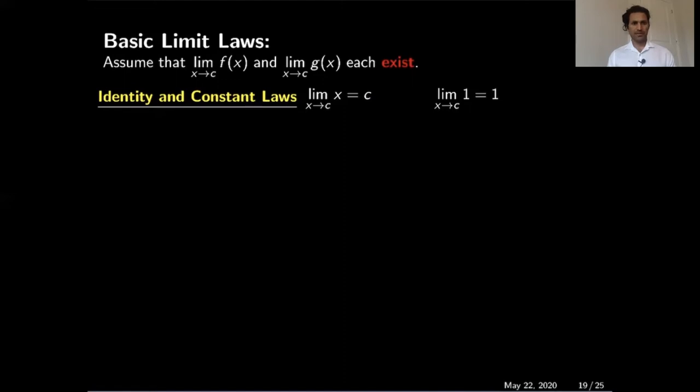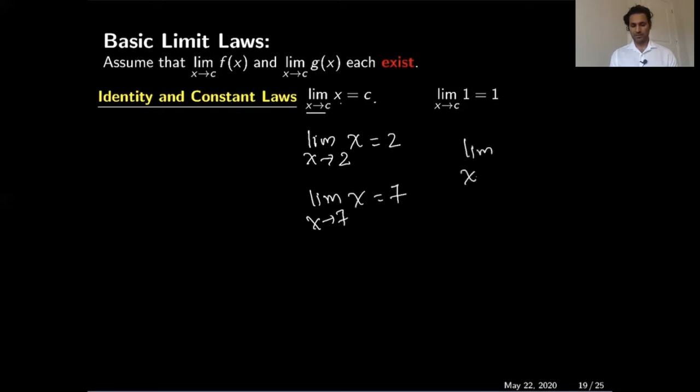The first law is the identity and constant law, and it says that the limit of the identity function y equals x is just c. As x approaches c, the limit of x is basically plugging in x equals c, which gives you c. For example, the limit as x approaches 2 of x is 2, or the limit as x approaches 7 of x is 7. And also the limit of a constant, no matter what the limit is, if the function is 2, the constant will give you just 2 back.